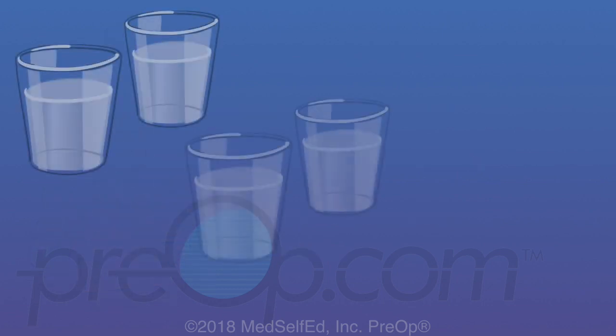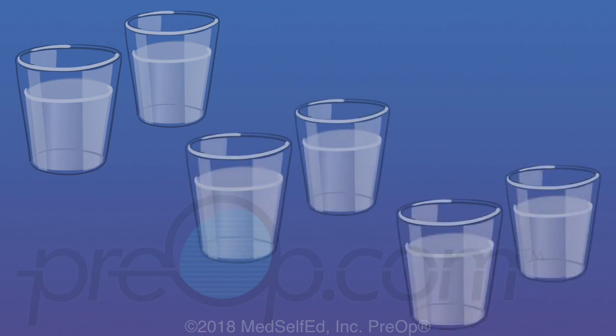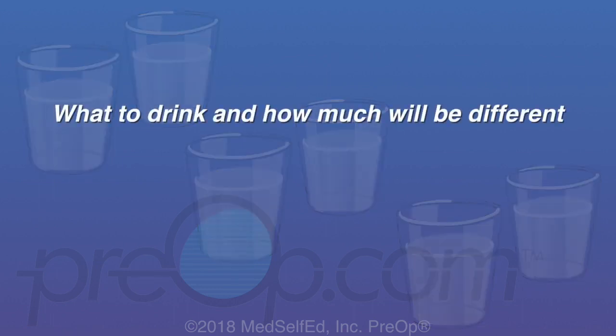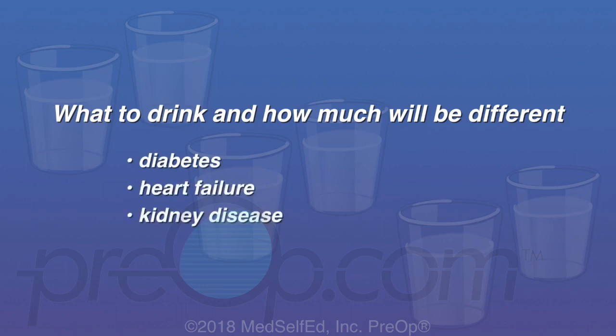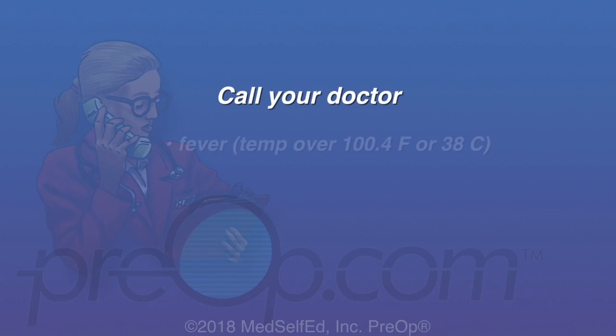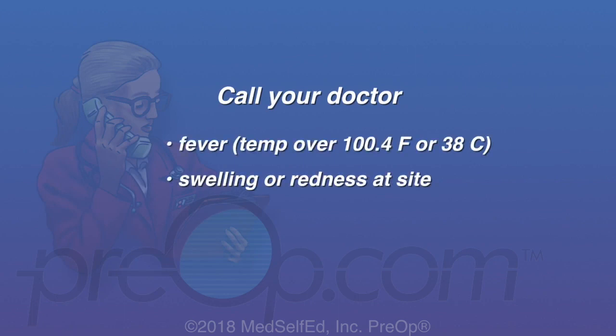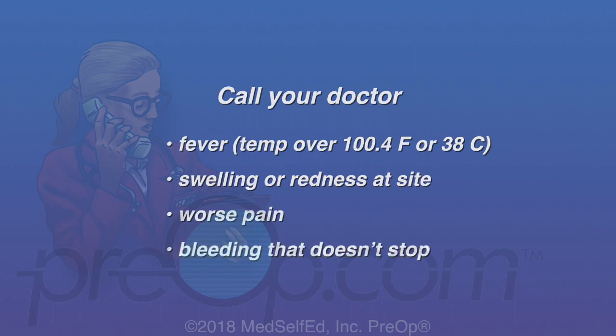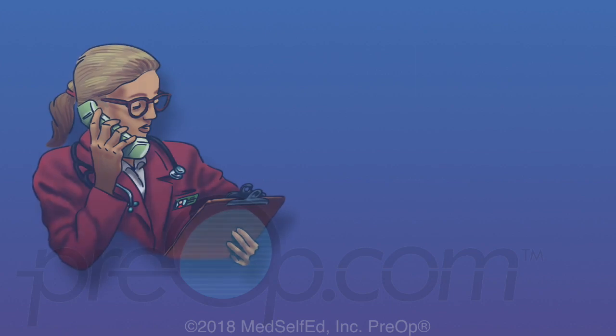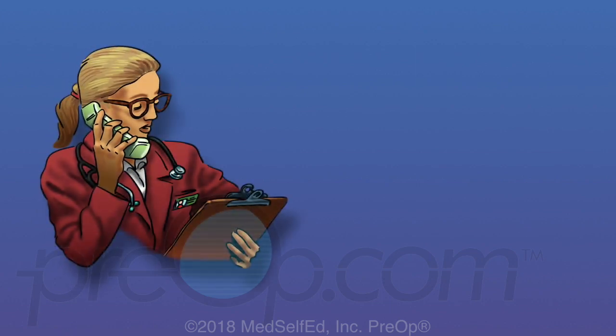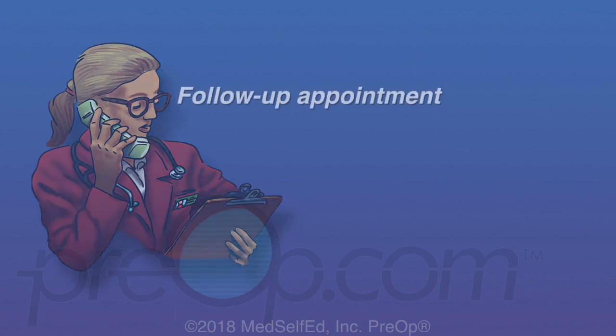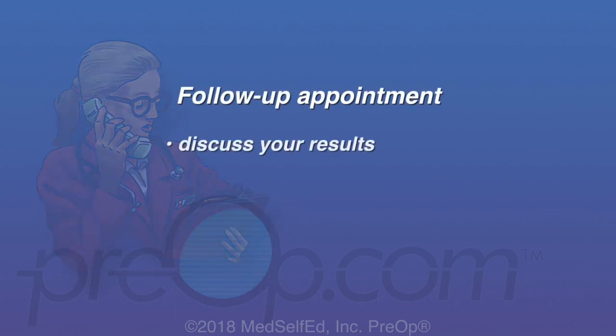You may be asked to drink extra water and/or other liquids to help your kidneys flush the contrast dye from your body. What to drink and how much to drink will be different for you if you have diabetes, heart failure, or kidney disease. Call your doctor if you have a fever, swelling or redness at your incision site, worsening pain, or any bleeding that doesn't stop. Hospital admission, medication, or surgery may be needed to fix some problems. You will be scheduled for a follow-up appointment to discuss your results and to have your incision site examined.